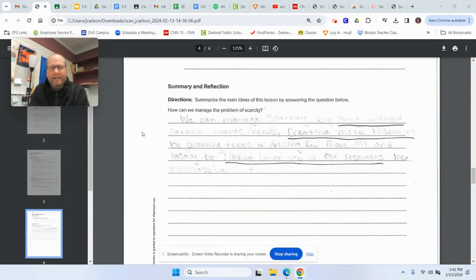Okay, so summarize the main ideas of this lesson by answering the questions below. How can we manage the problem of scarcity? Well, we can manage scarcity by living without certain wants and needs, or creating more resources by planting trees, drilling for more oil, or lastly, by making better use of our resources. We talked about in our scarcity notes, how can we manage scarcity? How can we take care of it? Well, either do without it, create more, or just be more efficient with what we have.